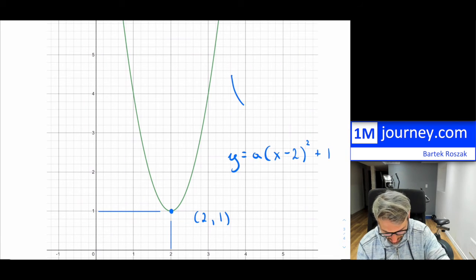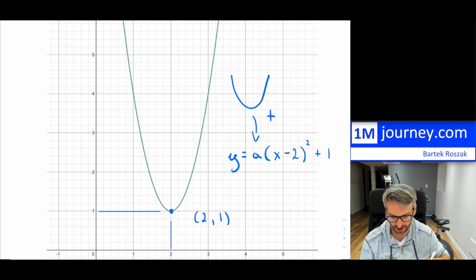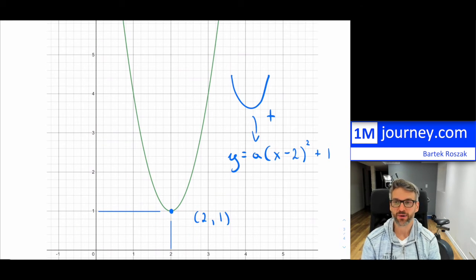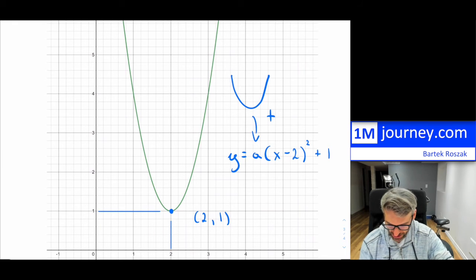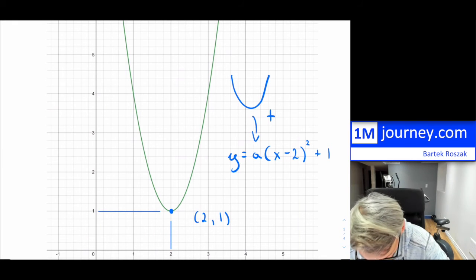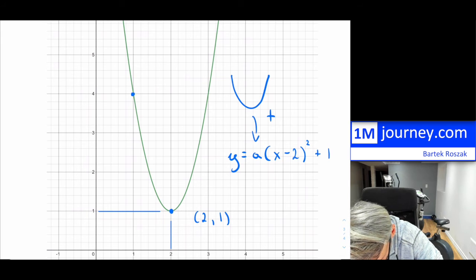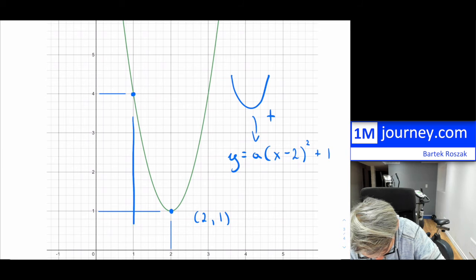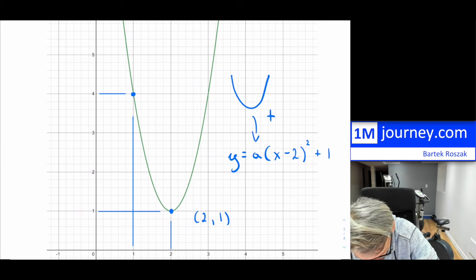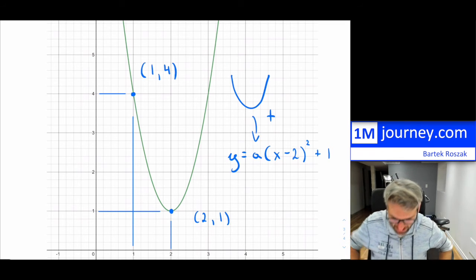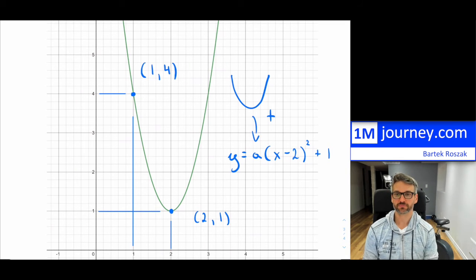Again, my parabola is looking upwards, so I know that a is going to be positive, but I still want to know what value that is. Now I scan and see, all right, what's the best point that I could pick? Let me pick this point right there because it goes through. That point is on this parabola and it is 1, 4. So that is the point that I'm going to substitute into my equation, and then I'm going to solve for a.